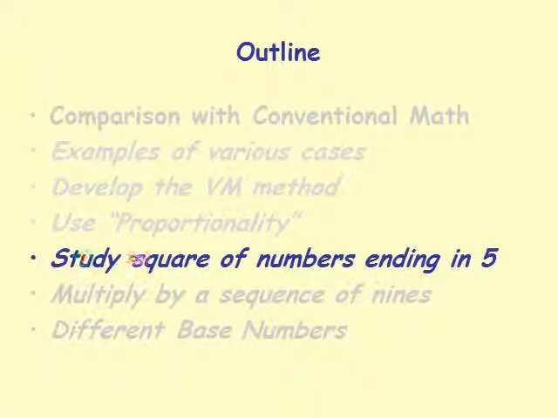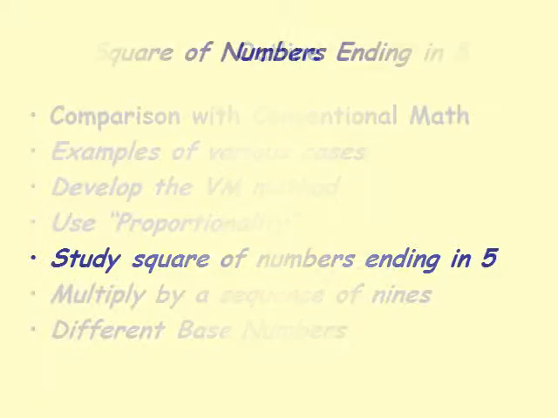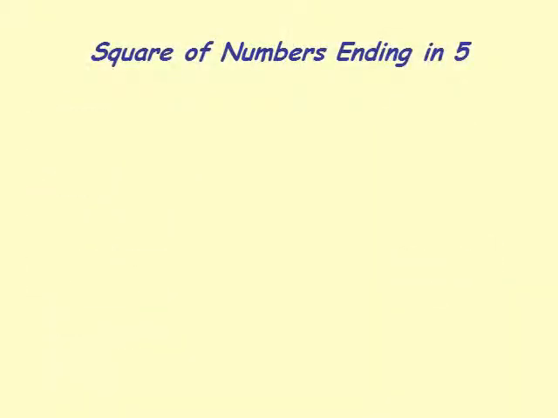The next section is where we'll study the square of numbers ending in 5. So we'll take a number ending in 5 and do the squares. Okay, let's see how it works. First example is 15 times 15, the square of 15. 15 ends in 5. Let's continue. The base I'm going to use is 10.